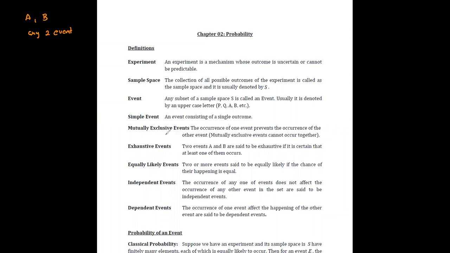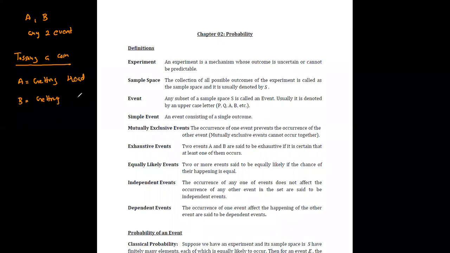Suppose that you are performing an experiment having two events or two possible outcomes. Then the occurrence of one event prevents the occurrence of the other event. Then such events are said to be mutually exclusive events. Simply, if you are considering the experiment of tossing a coin, let A be the event of getting head, then event B is getting tail.